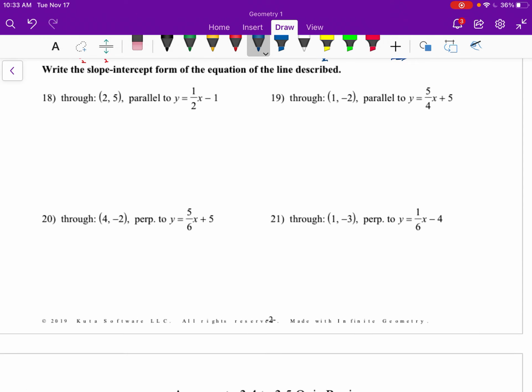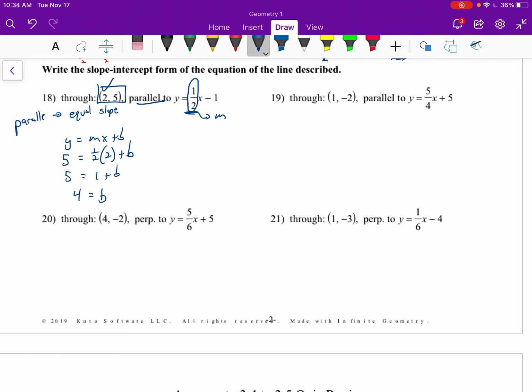The next ones, we're still writing the slope-intercept form of a line, but they're described differently. They have a point that they're through, and then in number 18 it says parallel to 1/2 x minus 1. So remember, if lines are parallel, they have equal slopes. And so the slope that we want for this one, since it's parallel, is 1/2. So we can jump right to y equals mx plus b. We can plug the point in. So 5 equals, we know the slope is 1/2, times x, which is 2, plus b. 1/2 times 2 is 1. Subtract 1 from both sides, and b is equal to 4. So our equation is y equals the slope, which is 1/2 x plus 4.